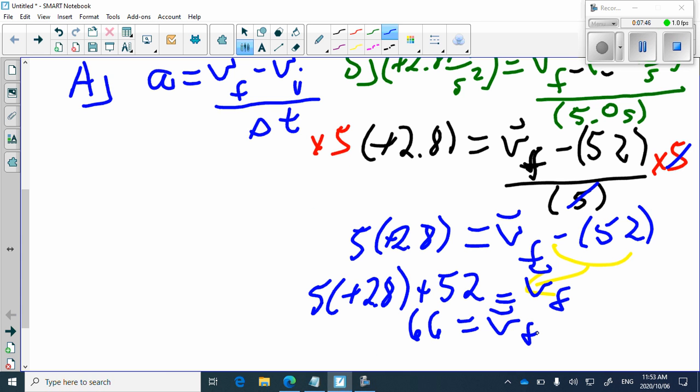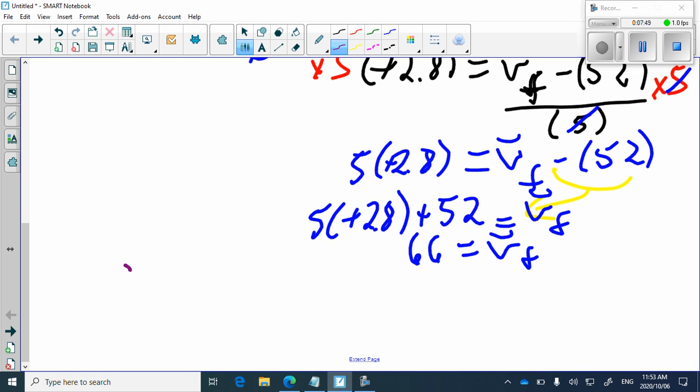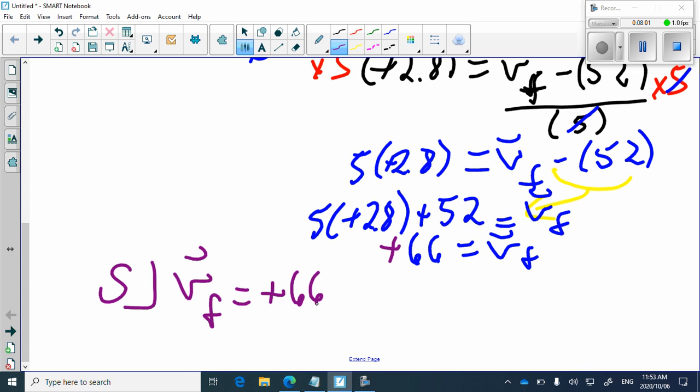We're almost done. The last step is solution. Here we got to do the nice solution, velocity final. We have to put a direction in. It was positive, right? 66. And we have to put in the unit. It has to be all nice and neat and tidy with a plus or minus sign for direction, a number to show the magnitude, and a unit. It's got to be nice and neat. Okay, and you've done the first part of this.